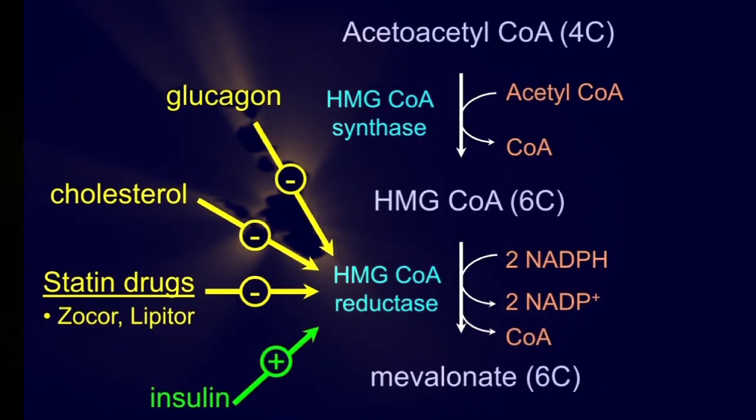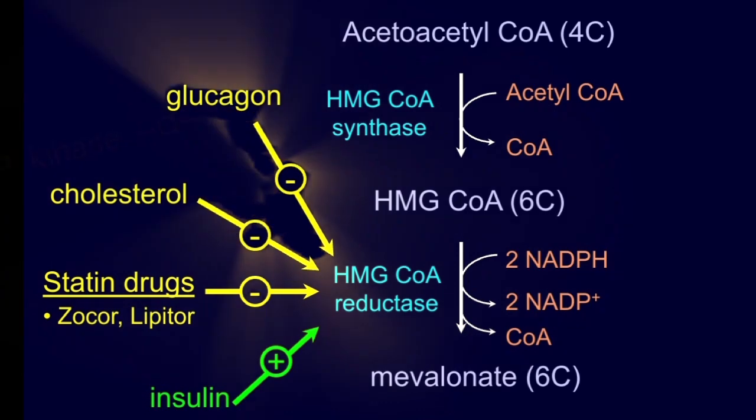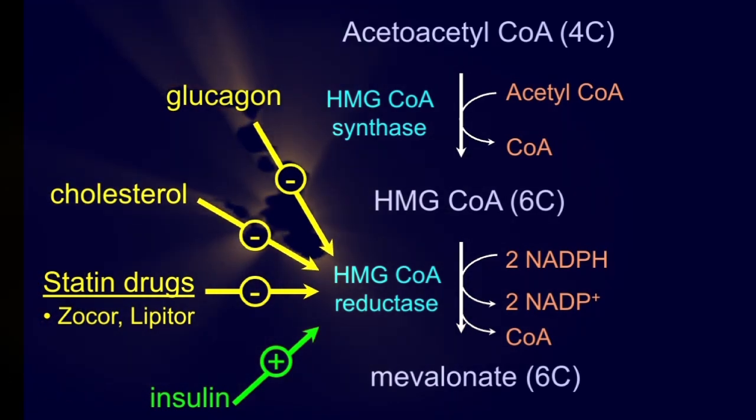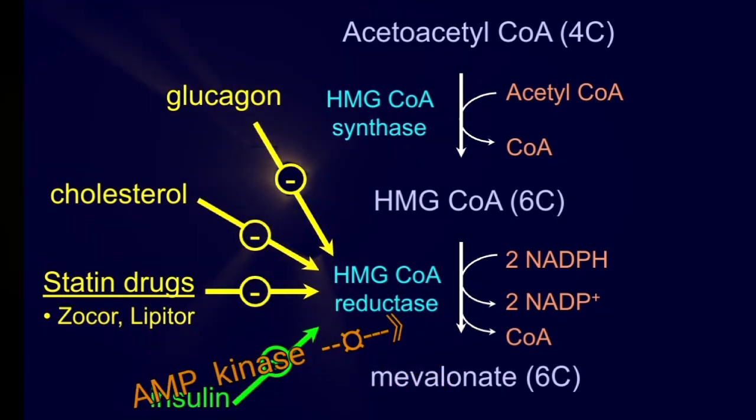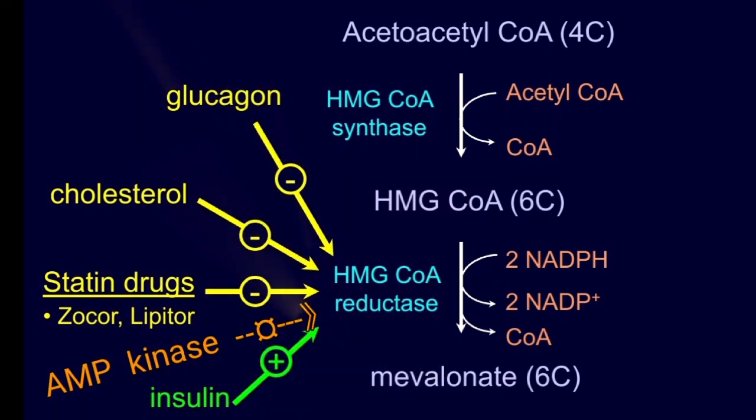HMG CoA reductase can be specifically covalently modified or phosphorylated by the protein kinase AMP kinase, and that also results in the inhibition of the enzyme.